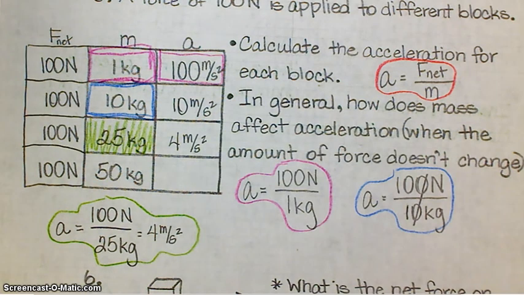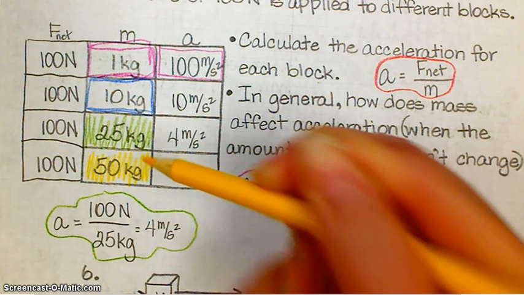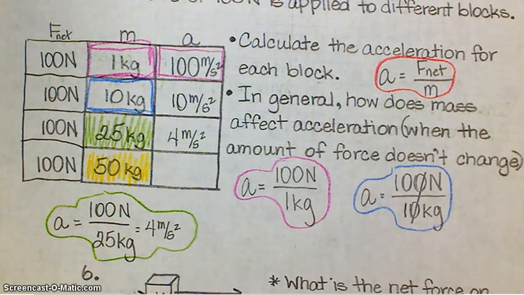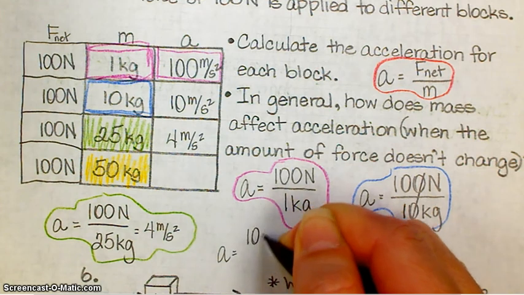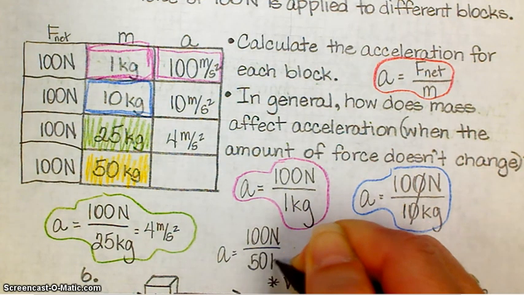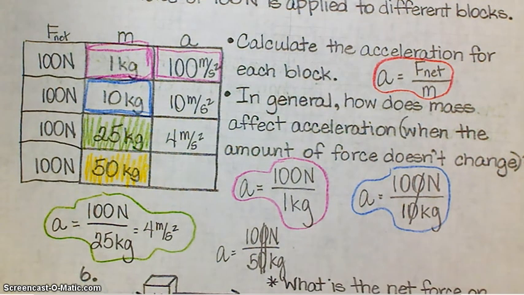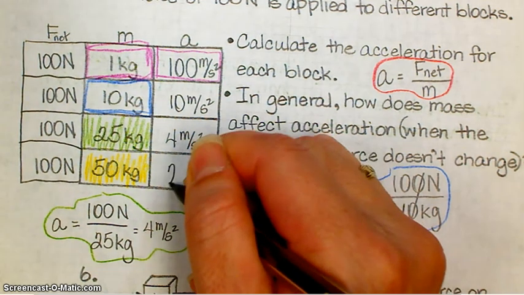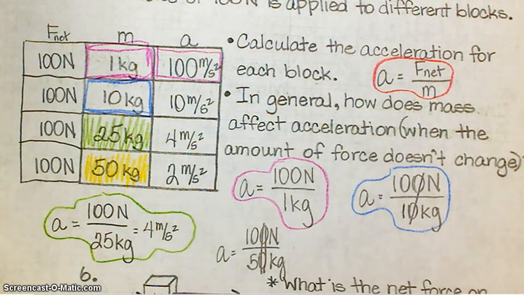And then finally, if we have a 50 kilogram mass, again, acceleration is equal to the net force, 100 newtons, divided by the mass, 50 kilograms. That's going to give us an acceleration of 2 meters per second squared. Okay?